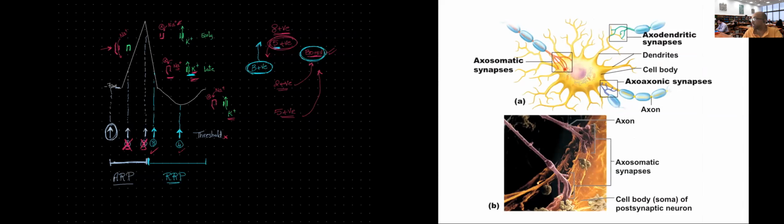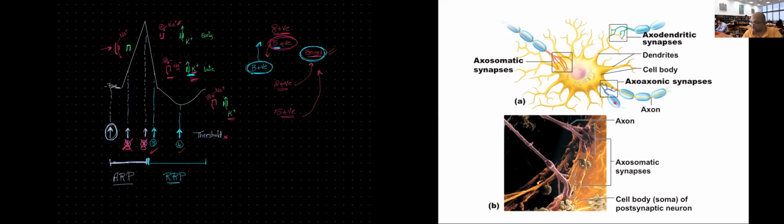So the connection between the neurons might be between an axon of the presynaptic neuron and the cell body of the postsynaptic neuron, because this is axosomatic. Soma means body. So the connection here between the axon and the cell body is what we call axosomatic. Axosomatic means connection between the axon terminals and the cell body of the postsynaptic neuron. Axodendritic is the connection between the axon terminals and the dendrites of the postsynaptic neuron.